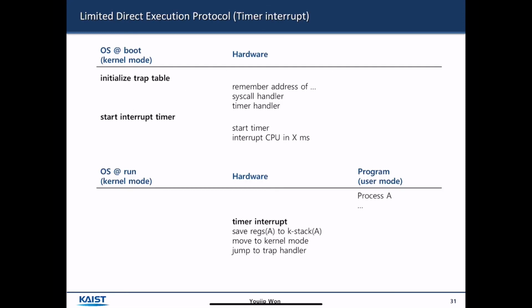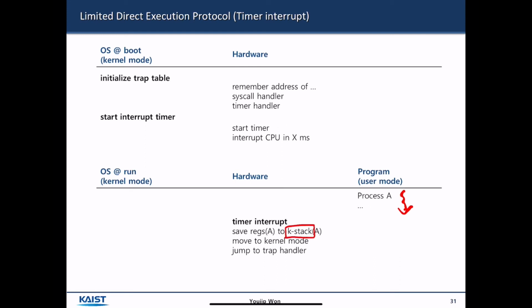Let me explain the details of the execution flow under the limited direct execution protocol with timer interrupt. When the system starts, the timer starts, so the timer interrupts the CPU every X milliseconds. Process A is executing, and then assume that a timer interrupt is raised. When the operating system receives the timer interrupt, it saves the registers to the kernel stack of process A. It is important that registers are stored on the kernel stack.